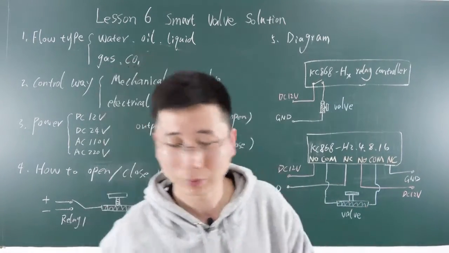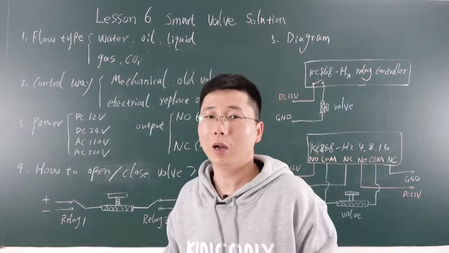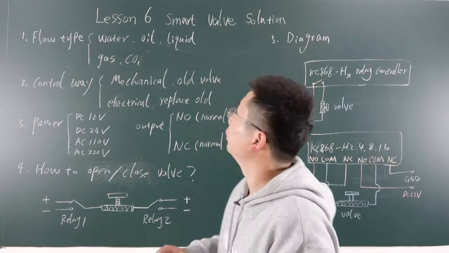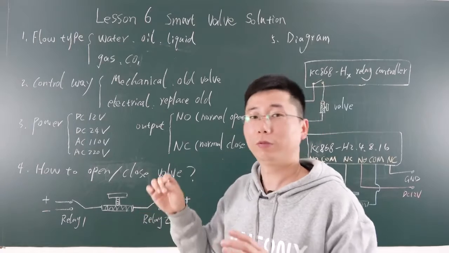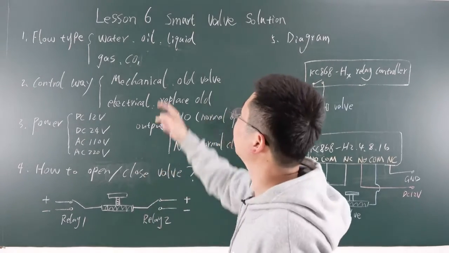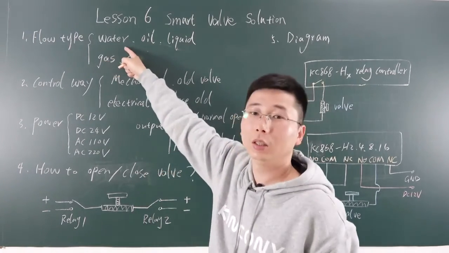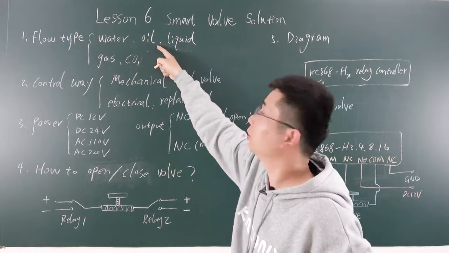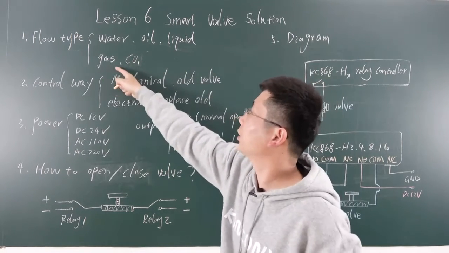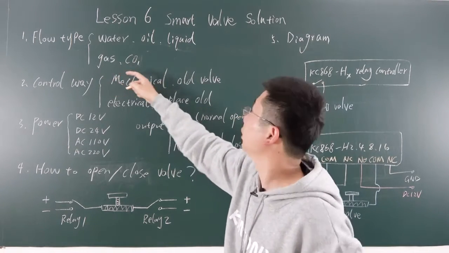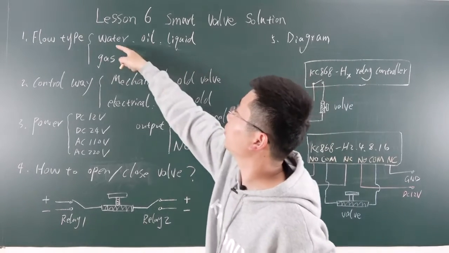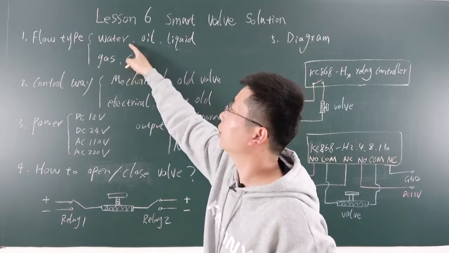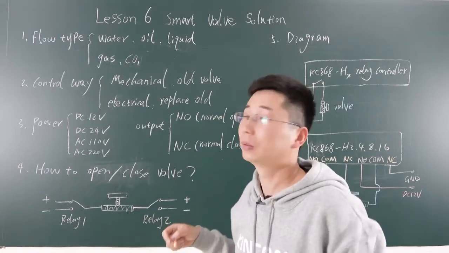Okay, let's begin. Before you design your project about the smart valve, you need to confirm which flow type of material is flowing in the pipe. Maybe you have water, or oil, or gas, maybe CO2 gas, or maybe this is a liquid. So there are mainly two kinds of material flowing in the pipe.